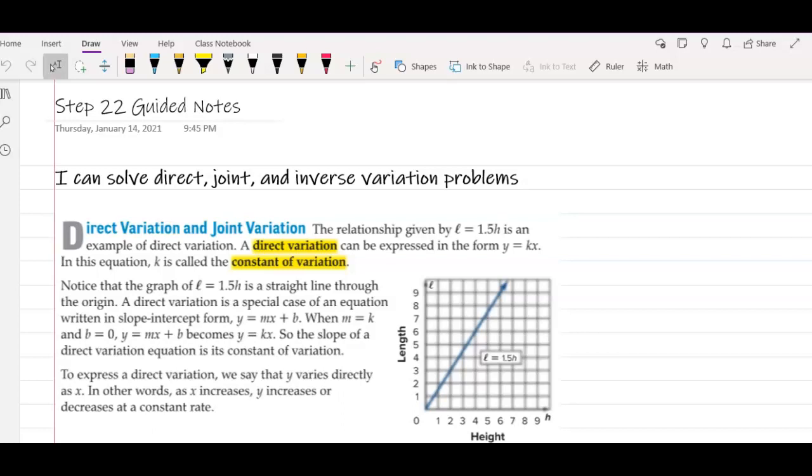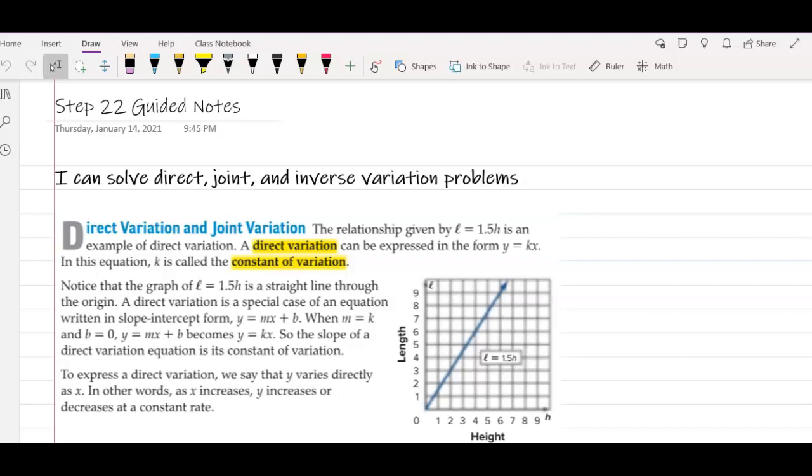Step 22, I can solve direct, joint, and inverse variation problems. Well, before we can solve these problems, we need to first understand a little bit about what exactly these variation types of problems are. Well, the first one we're going to talk about is direct and joint variation.